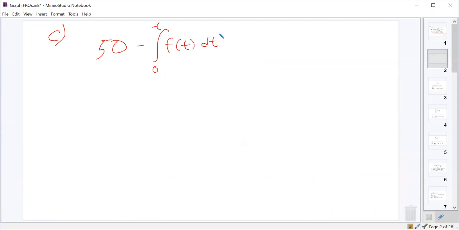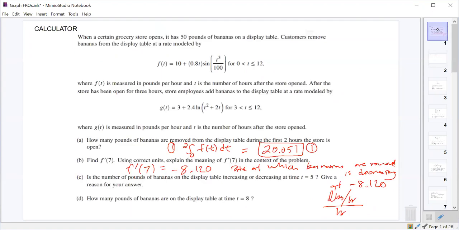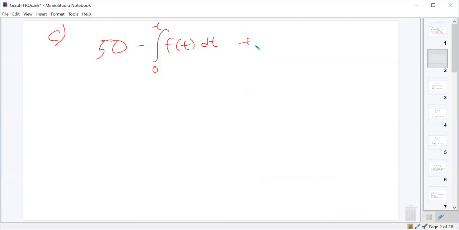And then they start putting some on at t equals 3. So we need to integrate g from 3 to t. I'll write g of x and f of x, just to change the variable so I don't have x and t in both the limits and inside the integral. So that's our function that represents the number of pounds of bananas on the table.